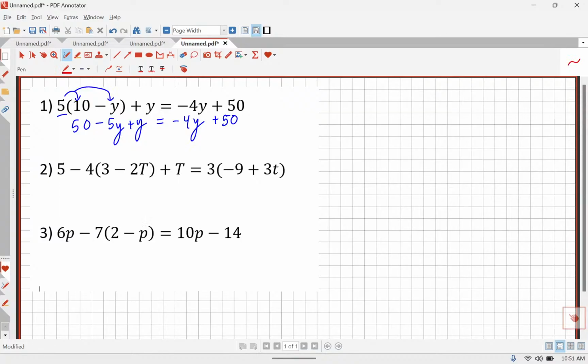That's what I would do also. What would you do next here? Vivian, what would be your next step? Sure, like what? Great. That reduces this to 50 minus 4y equals negative 4y plus 50.